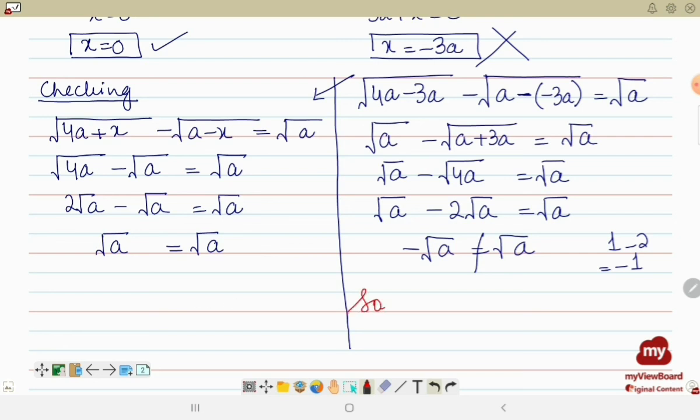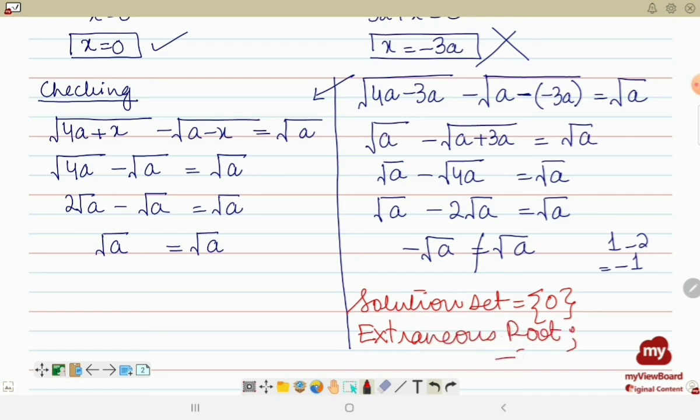So at the end, we'll write down the solution set. So 0 will go into the solution set, and extraneous root will be minus 3a. So hope you understand the sum. So these are the radical equations of type 2, in which we have taken square 2 times, right? So that we can remove the radical terms, and we can easily find out the value of x. Hope you understand the steps, each step of working.